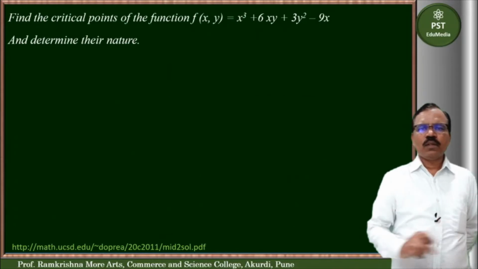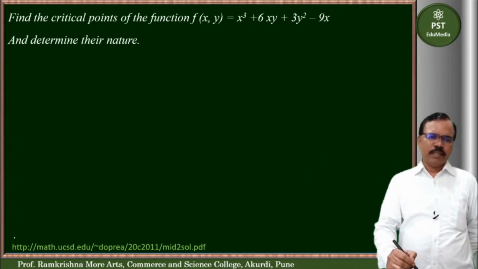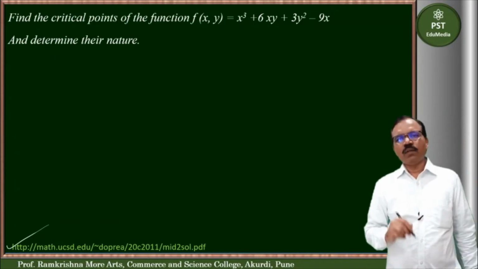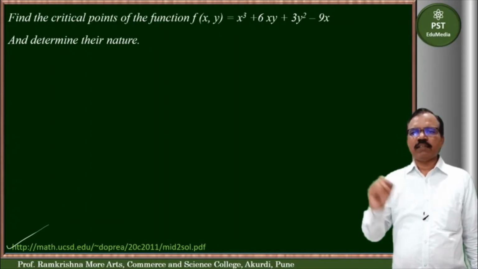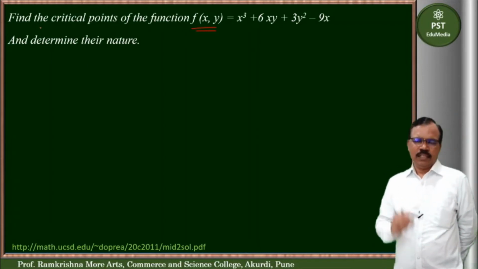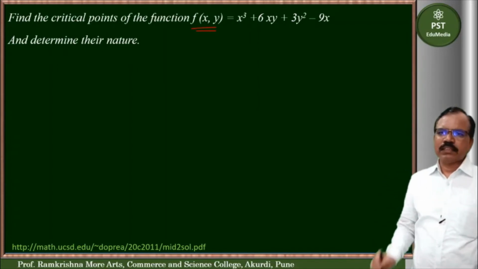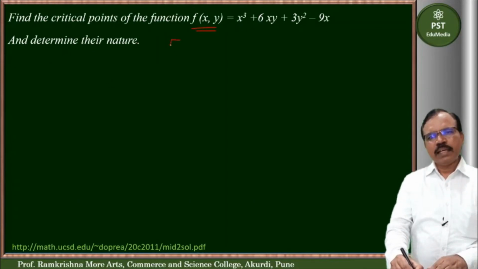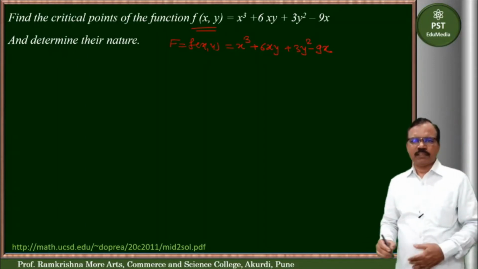Now let us go to another example. This example I have taken from this. Here f of x, y is given, that is equal to x cube plus 6xy plus 3y square minus 9x. The problem is: find the critical points of the function f of x, y equal to x cube plus 6xy plus 3y square minus 9x, and determine their nature. This is f of x, y.